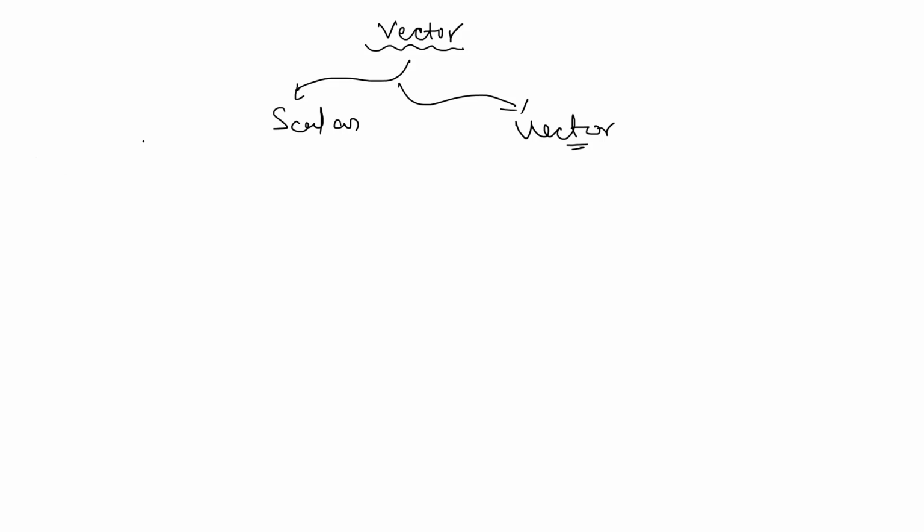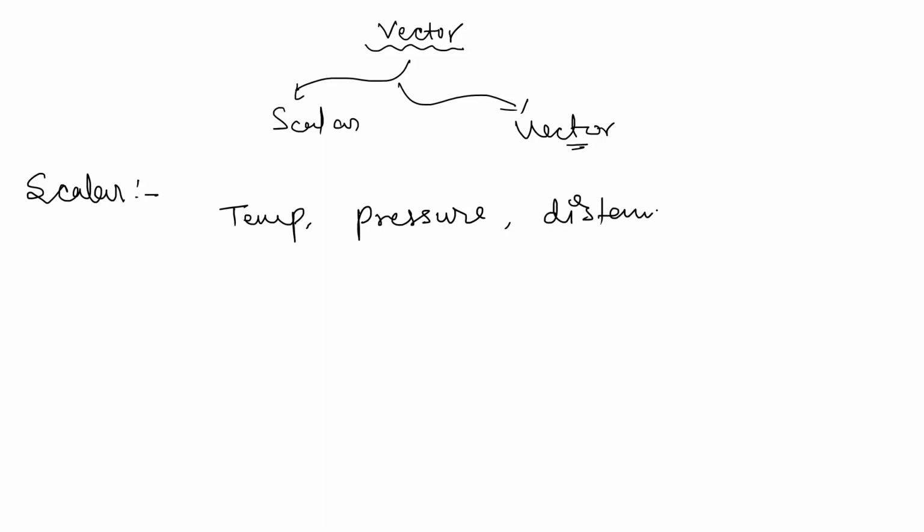In scalar quantities, the temperature is a scalar quantity, and pressure is a scalar quantity because it is not required to define a direction. Pressure and distance are some examples of scalar quantities.